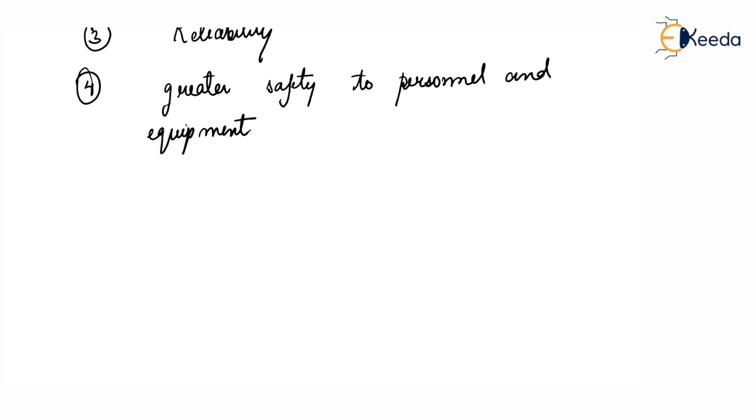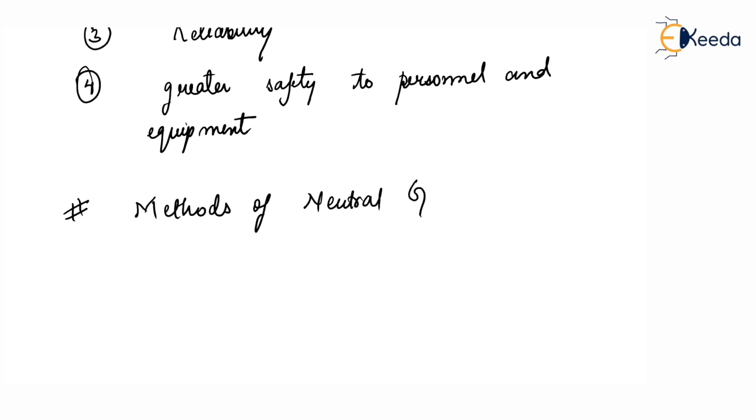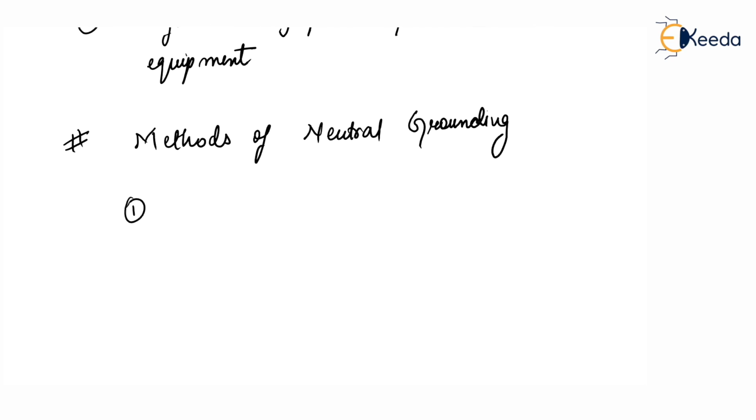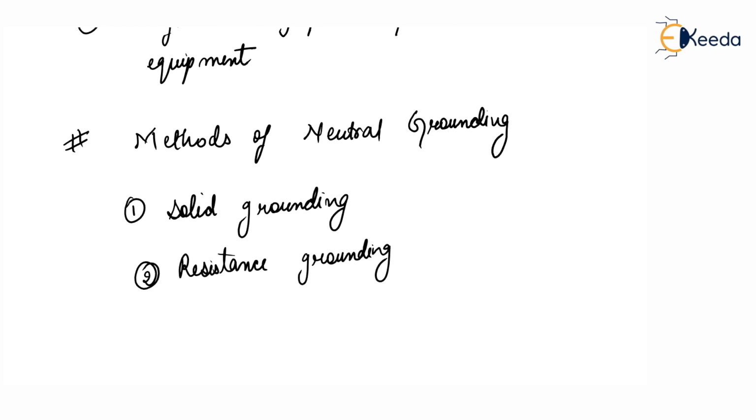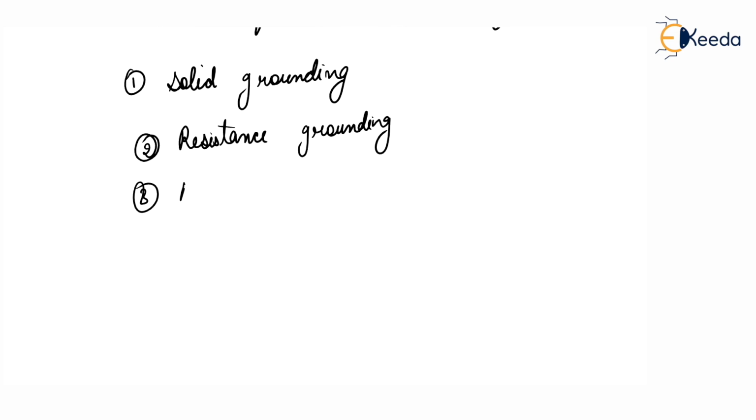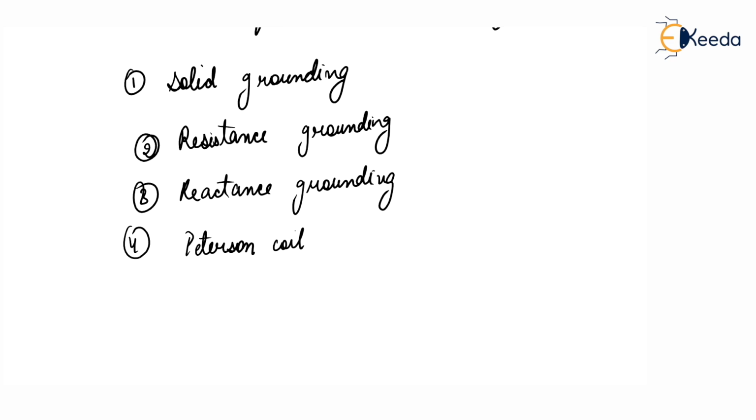Now methods of neutral grounding. There are four methods of neutral grounding. First one is solid grounding. Second, resistance grounding. Third, reactance grounding. And last, Peterson coil grounding, or we can say it as resonant grounding.